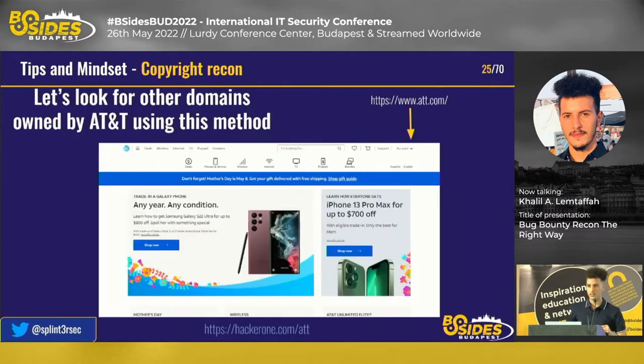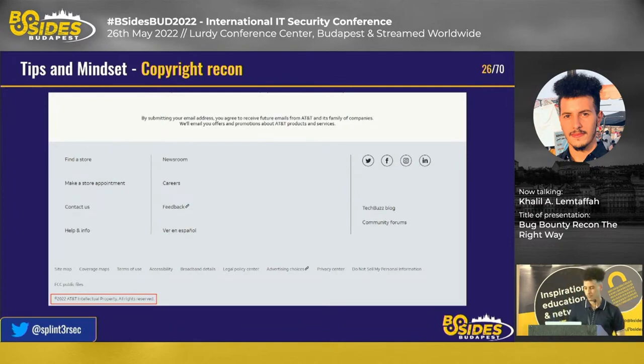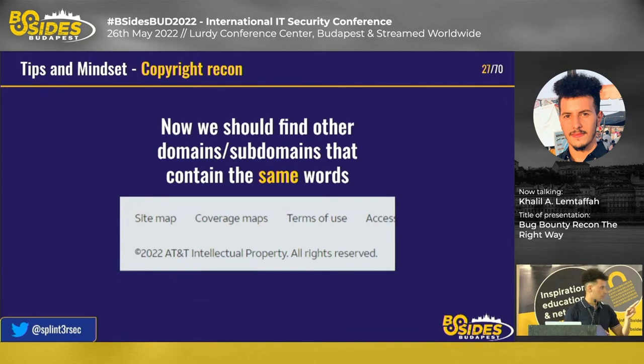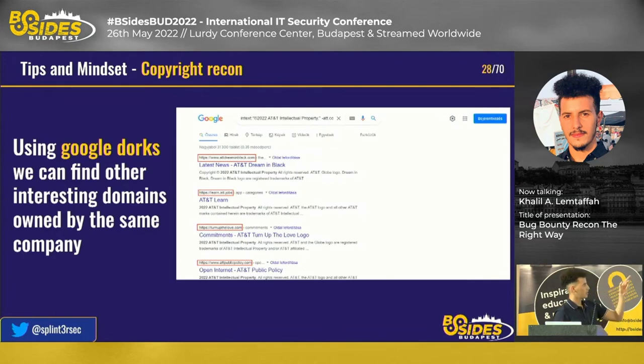And I did, again, an experiment on AT&T, which has another program on HackerOne, and AT&T is another wide scope program. So I went to their official website, att.com, and I went to the footer of the website. As you can see here, it has the copyright text. So I copied this sentence right here, which is the copyright of AT&T, and I put it in Google as text between two double quotes, the copyright minus att.com, and I got some interesting results that you can't even tell are owned by AT&T. I'm sorry if it's not visible, like, for example, turnupthelove.com. And it is owned by AT&T, and if you found a bug there, you can get paid for it.